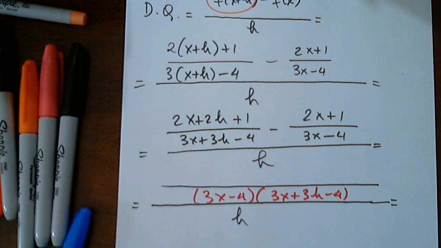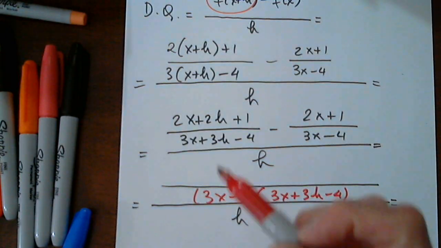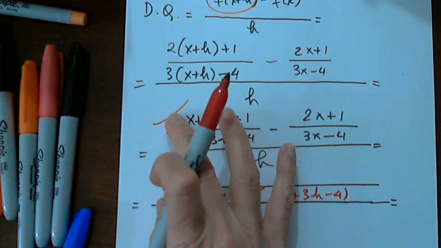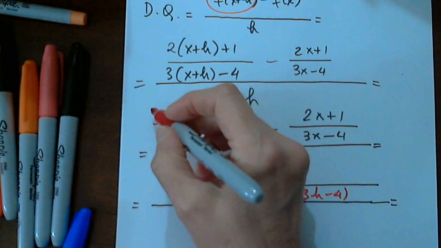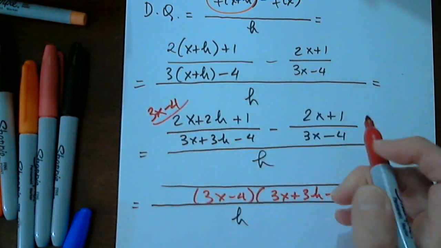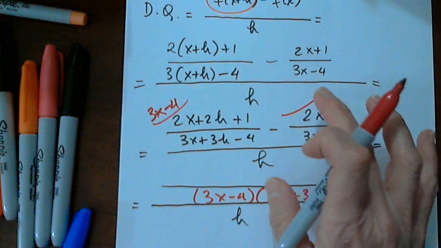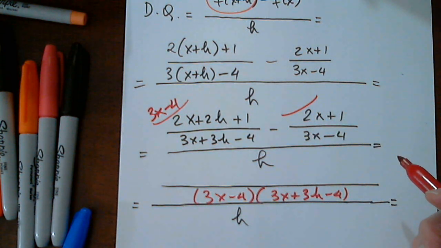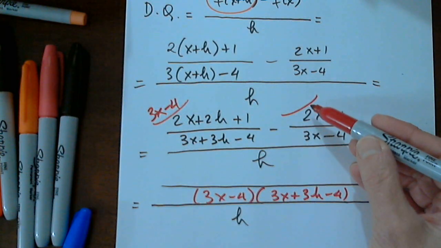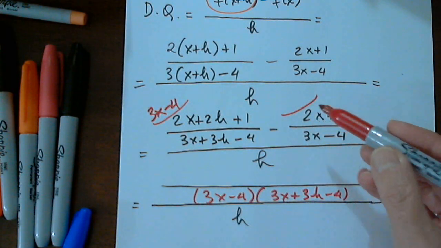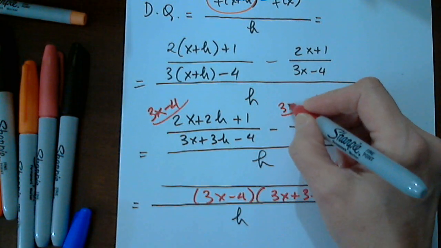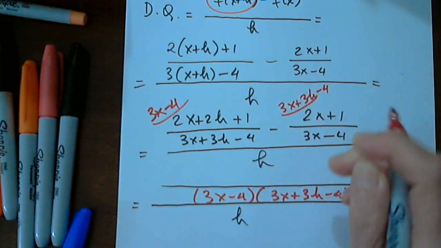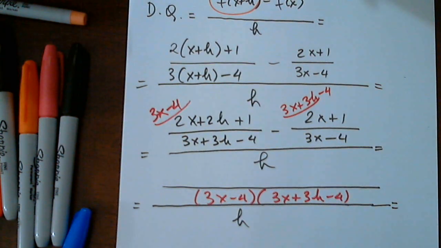Awesome. Great job. Excellent. So you already told me that you will multiply the numerator here by 3x minus 4. Perfect. And then therefore, what do I need to multiply this numerator by? 3x plus 3h minus 4. Yes, 3x plus 3h minus 4. Excellent. So now let's see what we get.